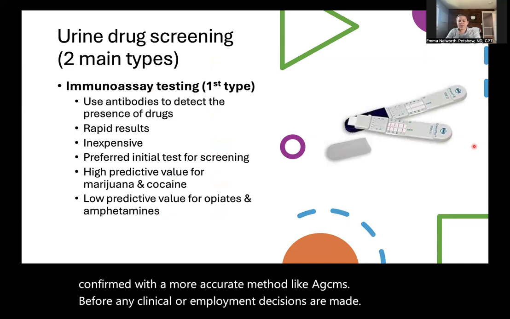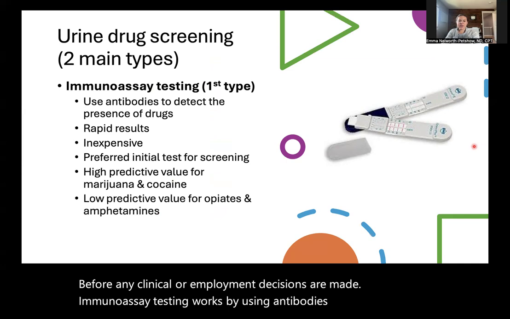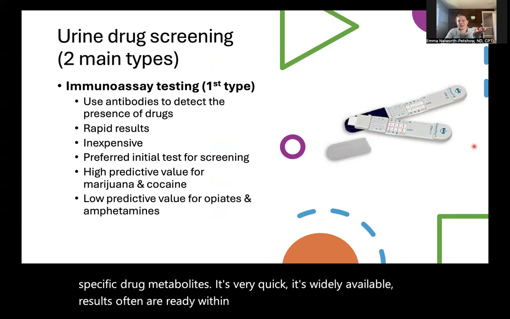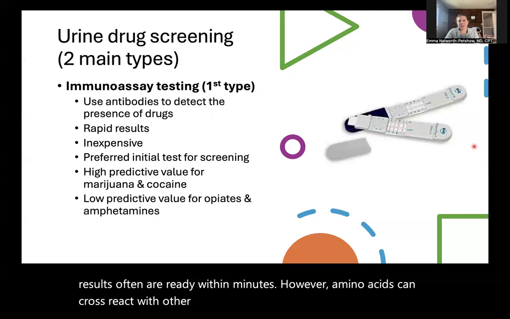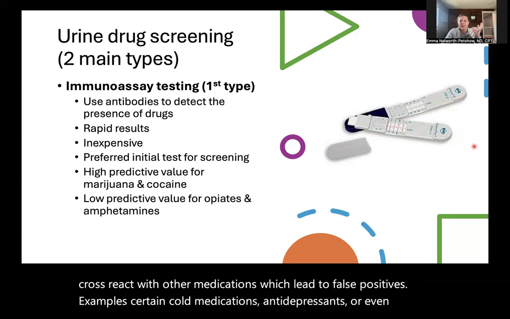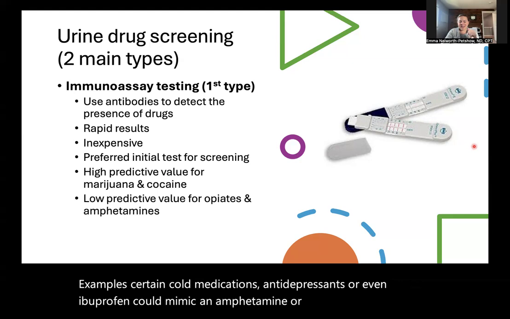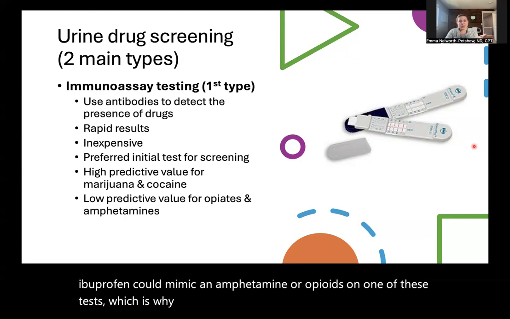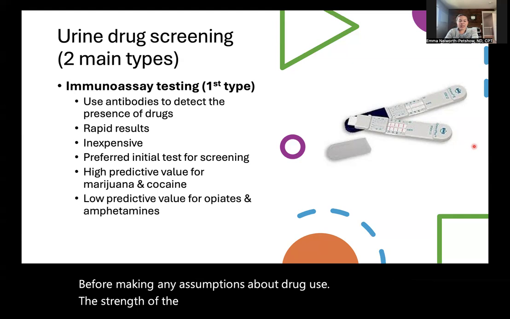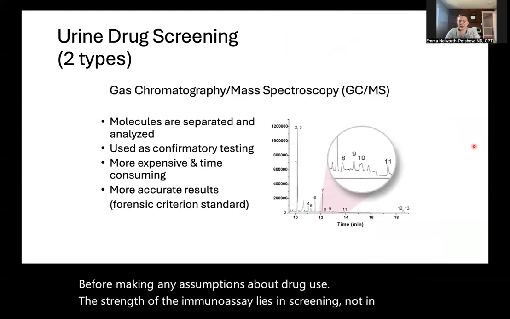Immunoassay testing works by using antibodies that bind to specific drug metabolites. It's very quick and widely available. Results often are ready within minutes. However, immunoassays can cross-react with other medications, which can lead to false positives. For example, certain cold medications, antidepressants, or even ibuprofen could mimic an amphetamine or opioids on one of these tests, which is why a confirmatory test is really vital before making any assumptions about drug use. The strength of the immunoassay lies in screening, not in a definitive diagnosis.